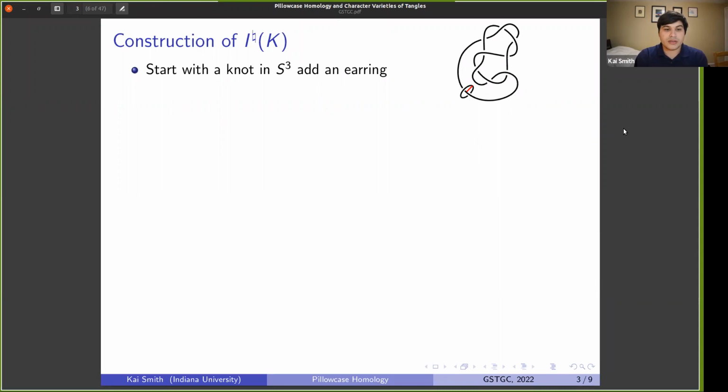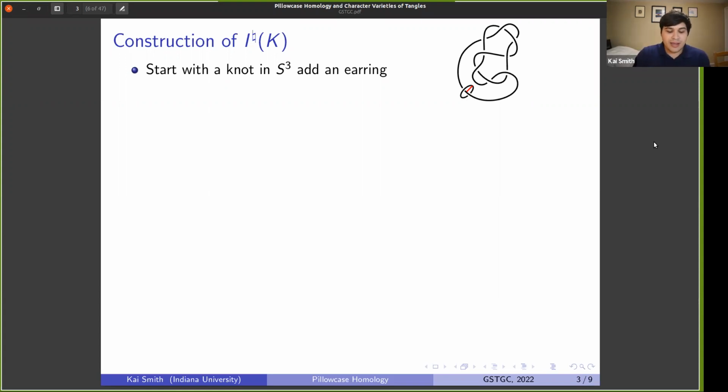So if we start with a knot K in the 3-sphere, we're going to start by adding an earring to it, which is a meridian of the knot along with an arc connecting the knot to the meridian, which is colored in red here. I should note that in general, singular instanton homology deals with knots in other 3-manifolds, but for today, we're going to stick with S^3.